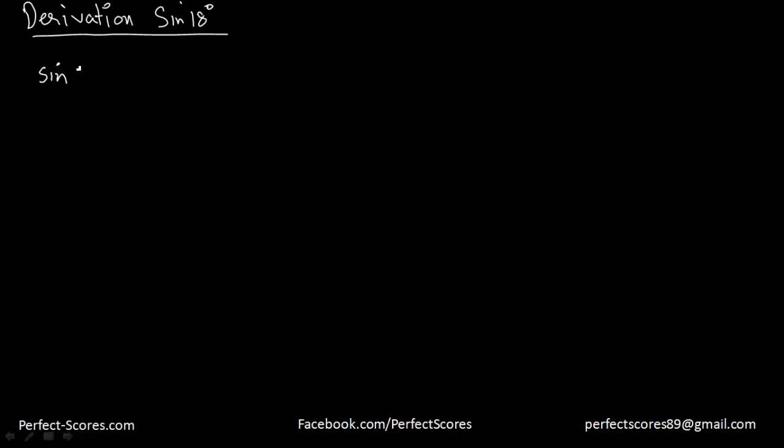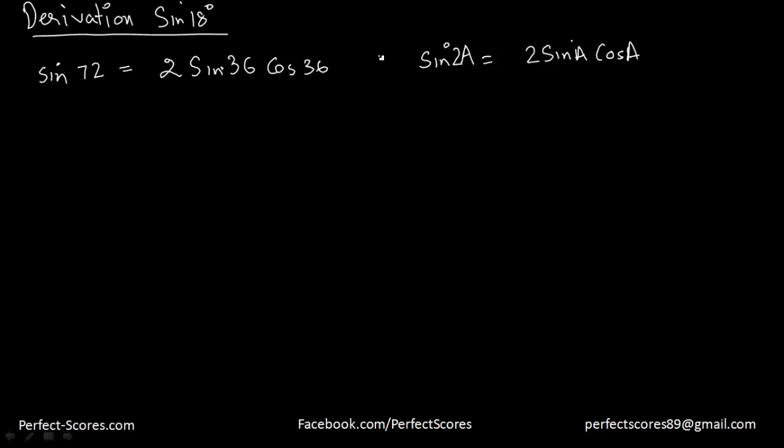So sine 72 is equal to 2 times sine 36 into cosine 36. What expression have I used here? I have just used the double angle relationship, which says that sine 2a is equal to 2 times sine a into cosine a. So this is something that I've used here.